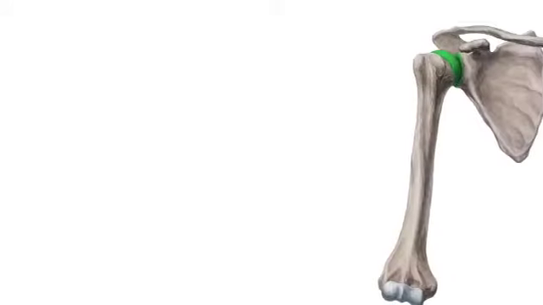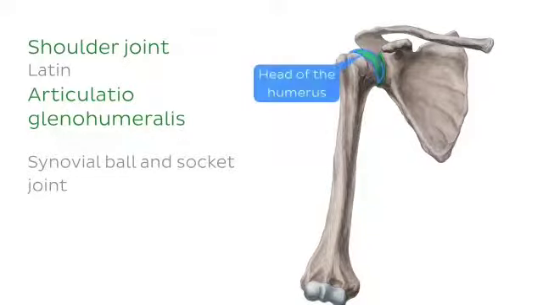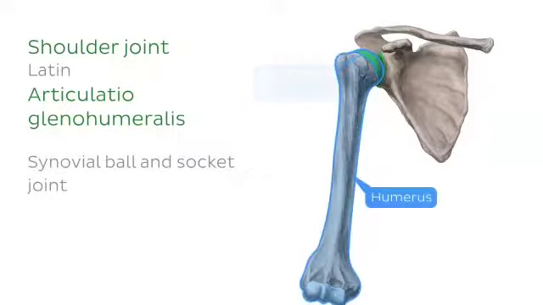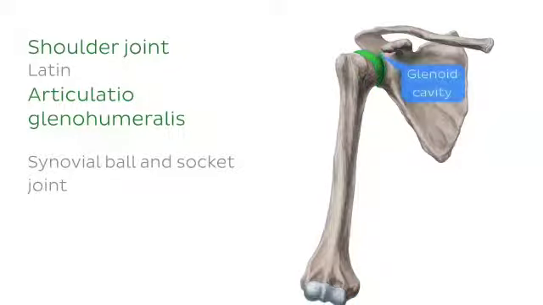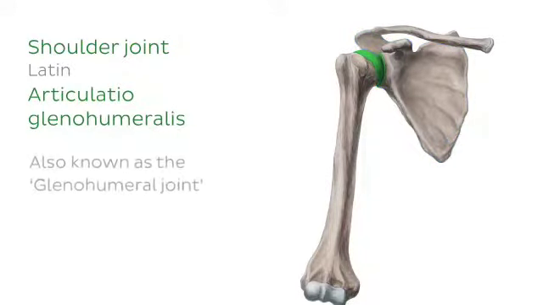The shoulder joint is a synovial ball and socket joint, and we can see it here from an anterior perspective, highlighted in green. The ball component of this joint is formed by the head of the humerus, which is a feature of the long bone in our arm, the humerus, whereas the socket component is formed by the glenoid cavity, or fossa, which is part of the scapula or shoulder blade. As such, the shoulder joint is also known as the glenohumeral joint.